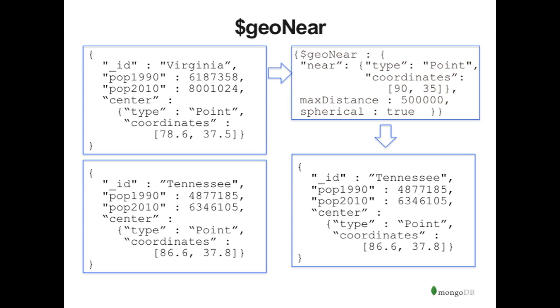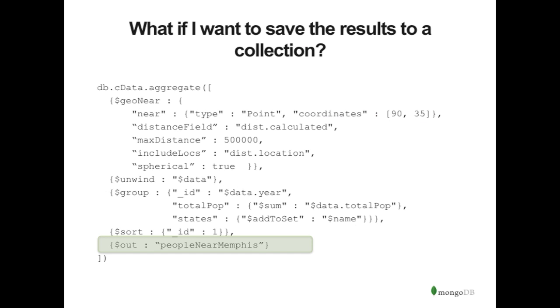So the example of the way this works is, in this case, I've got two states. Each has a center field with a GeoJSON point within it, and I have built a geospatial spherical index on this center field. And then if I execute a pipeline stage with this particular query, the only document that satisfies that query that will be left is Tennessee at the end of that calculation. Okay, so this is pretty cool.